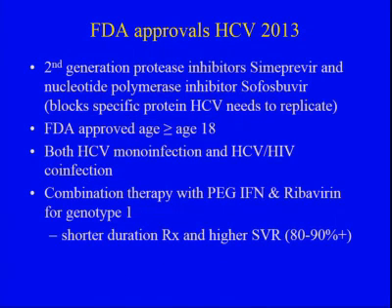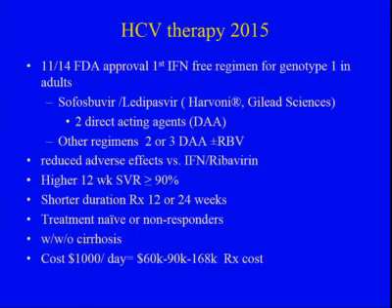Hepatitis C has been an exciting area, and you've all seen about it on TV if you watch TV commercials at all. In 2013, second-generation protease inhibitors became available, FDA approved for ages greater than 18. They were given in combination with interferon and ribavirin. In 2015, the first approval of an interferon-free regimen for genotype 1, and that's what you're seeing on TV.